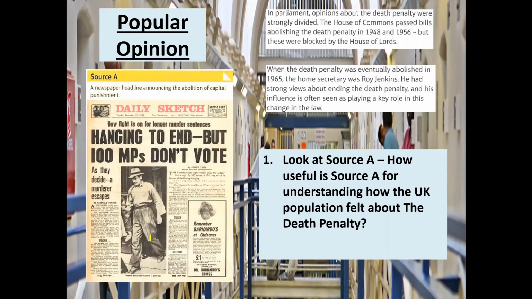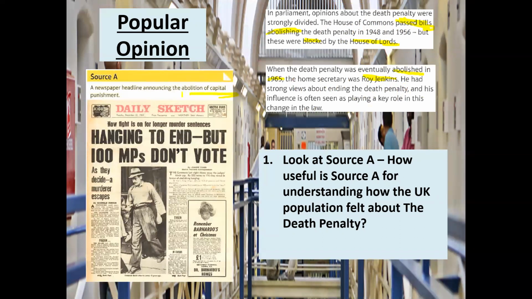So, popular opinion. Why was the death penalty becoming increasingly unpopular, and eventually, why was it scrapped altogether? First of all, in Parliament, the House of Commons were passing bills trying to abolish the death penalty, but these were getting blocked by the House of Lords. Eventually, the death penalty was abolished in 1965 by the Home Secretary Roy Jenkins. A lot of it was down to popular opinion.